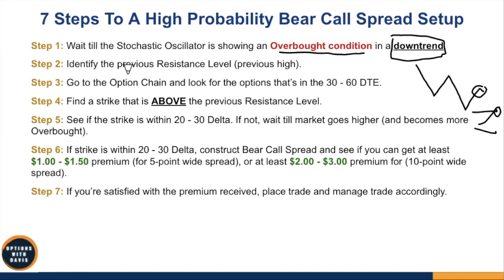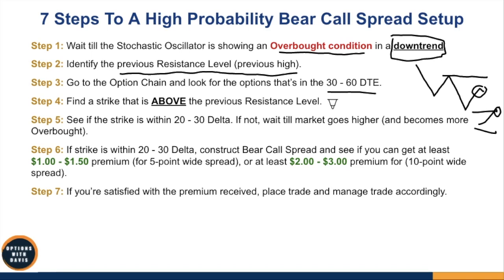So next, you want to identify the previous resistance level, which is the previous high. In this case, we identify it is here. All right, so once you identify the resistance level, let's take a look at the option chain, and then you want to go to around 30 to 60 DTEs. That's the ideal number for me, right?